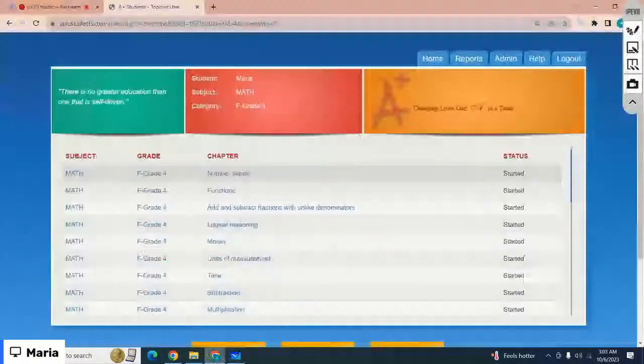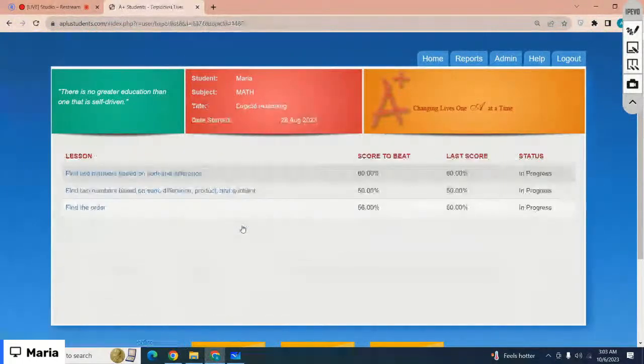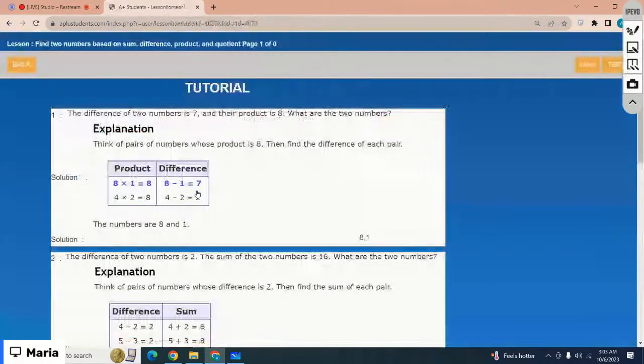We have already started this chapter in the last session. You don't have to do any calculations for this chapter. You just have to think logically and then answer. So let's start with the lesson: find two numbers based on sum, product, difference, and quotient. Let's start with the first example.